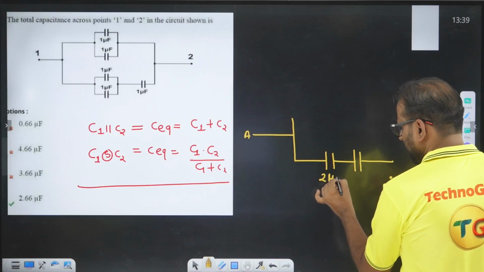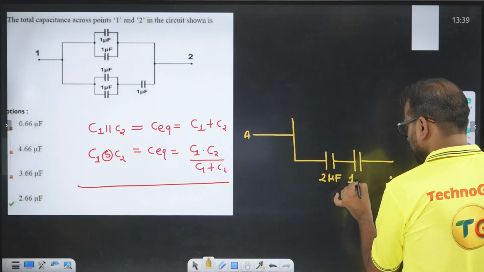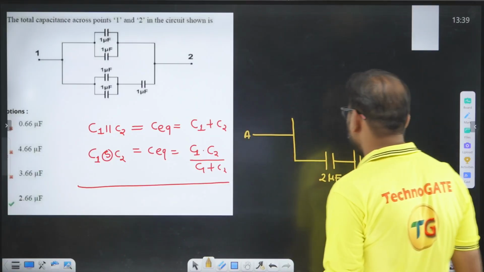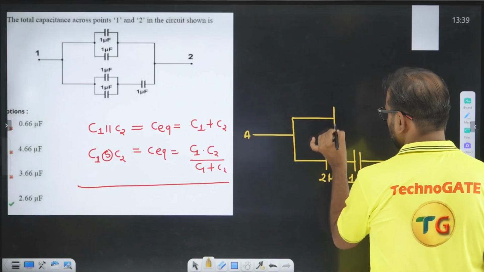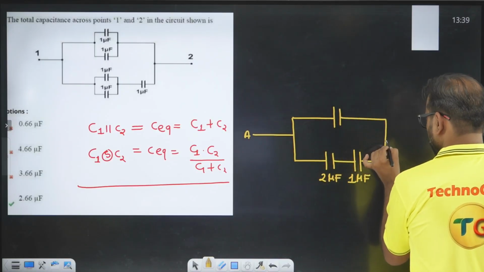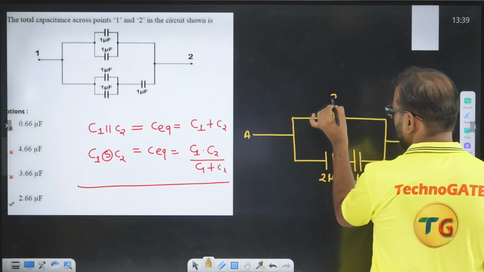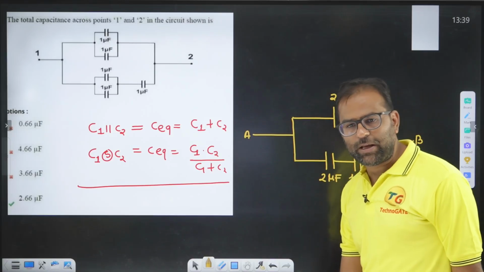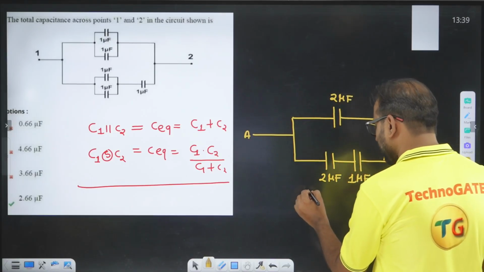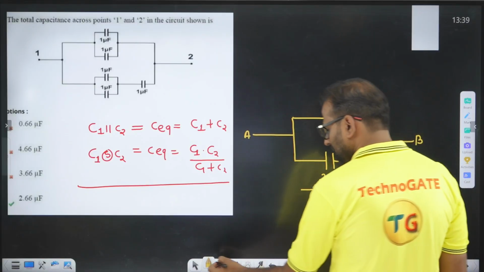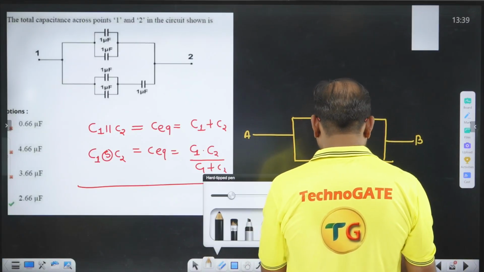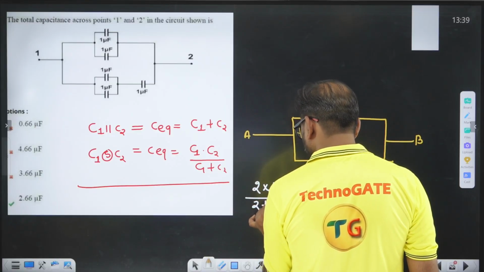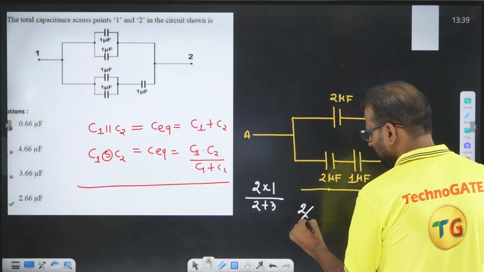This is 2 microfarad, this is 1 microfarad. And on the top branch we are having what? 2 microfarad. Because both in parallel. Now you know that what is the equivalent of 2 microfarad and 1 microfarad. When I find the equivalent of this, what is the equivalent? Equivalent is given by 2 into 1 divided by 2 plus 1. That is 2 by 3 microfarad.